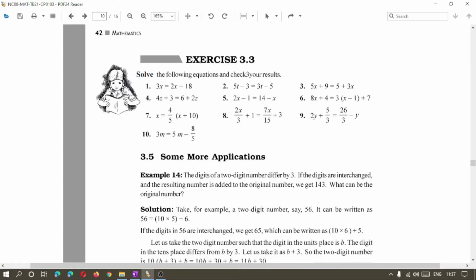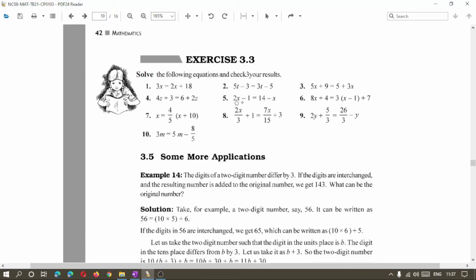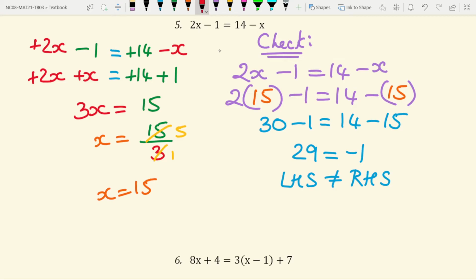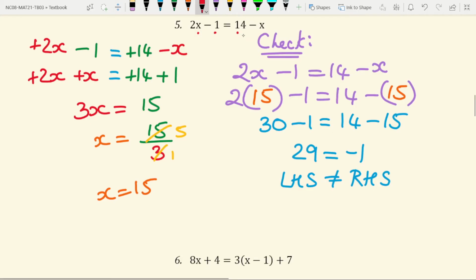So the question given is, what is the question? The fifth question is 2x minus 1 is equal to 14 minus x. This is right. This is also right. So here I have copied. Plus 14 minus x is right. Minus x will get transferred to plus x. Minus 1 will get transposed into plus 1.